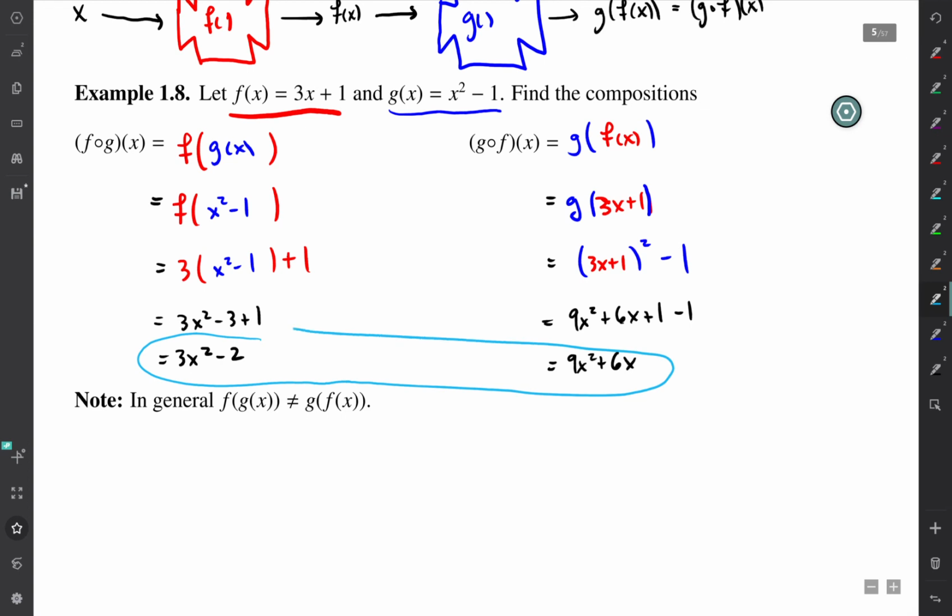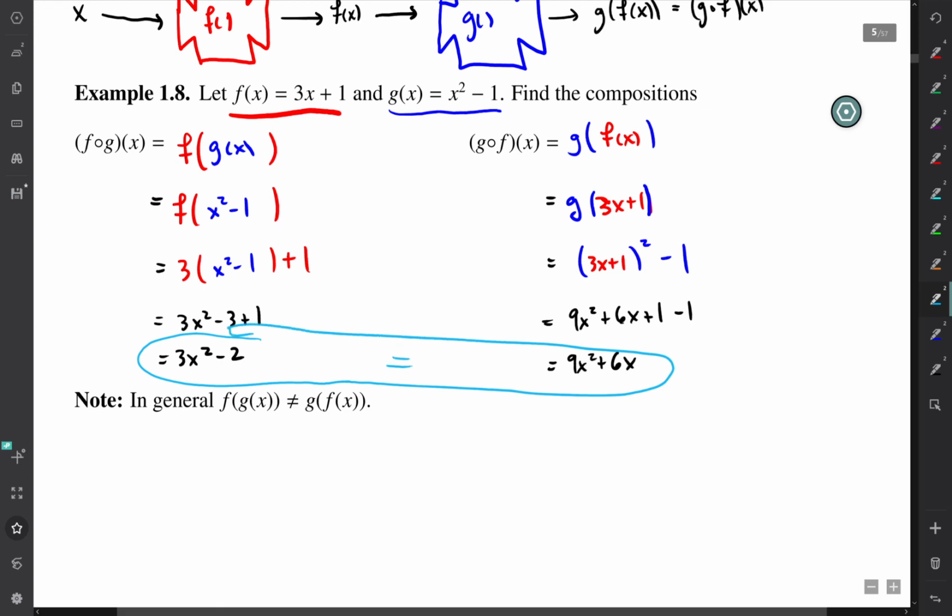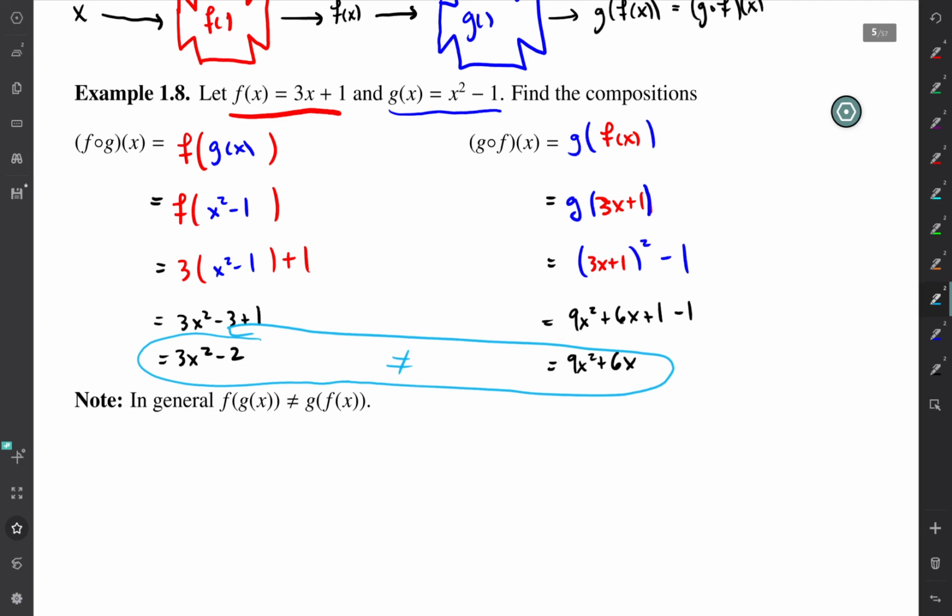And so now you can see here that in general, f of g of x is not going to equal g of f of x. And that's just because order of operations matters in algebra here. So if you evaluate g and then feed that to f, that's different than evaluating f and then sticking that into g.